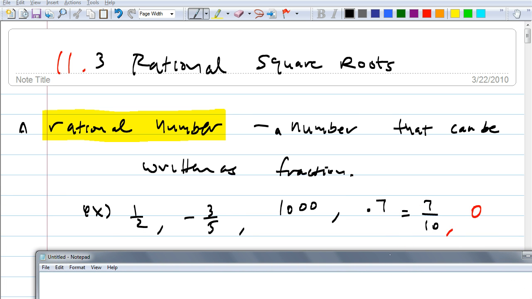Half, -3/5. Right? These are fractions. 1,000. Guys, is 0.7 a fraction? Yeah, 7 over 10, right? Okay. What about 0? Guys, I need you to pay attention now. Is 0 a fraction? Yeah, 0 over 1. Good.